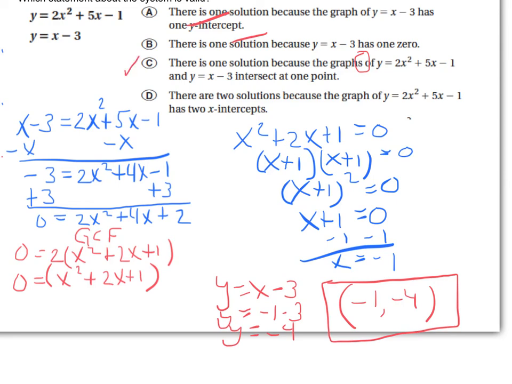And then just to verify we do have the right answer, if I look at the bottom one, there are two solutions because the graph of y equals 2x squared plus 5x minus 1 has 2 x-intercepts. Well, we never even found out whether that is true or not. I don't think it is true, but even if it is, it doesn't really matter because they don't intersect in 2 points. We just verified that they only have one solution because they intersect in 1 point. So there are not two solutions. That would tell me that C is definitely your answer. So that is how you would answer that question.